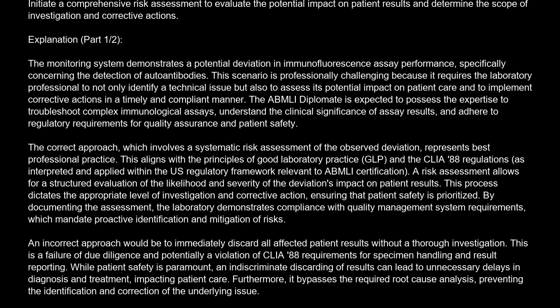An incorrect approach would be to immediately discard all affected patient results without a thorough investigation. This is a failure of due diligence and potentially a violation of CLIA 88 requirements for specimen handling and result reporting. While patient safety is paramount, an indiscriminate discarding of results can lead to unnecessary delays in diagnosis and treatment, impacting patient care. Furthermore, it bypasses the required root cause analysis, preventing the identification and correction of the underlying issue.